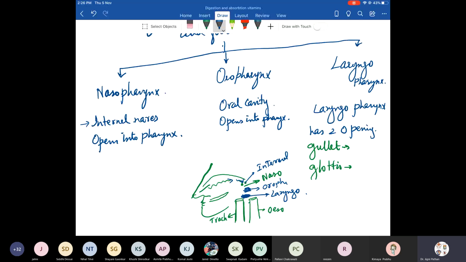The opening of the windpipe, there should be no confusion. The opening of the windpipe is called what? Glottis. Very important, no confusion: the opening of the esophagus is called the gullet. The opening of the trachea, or the windpipe, is called the glottis. Very, very important.